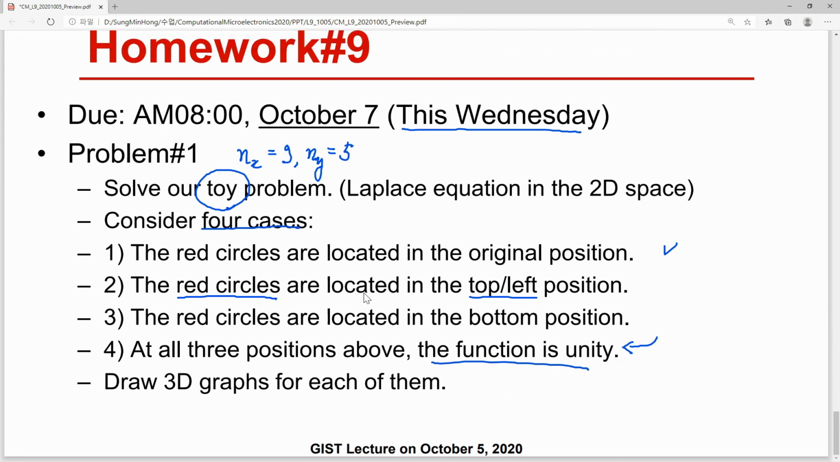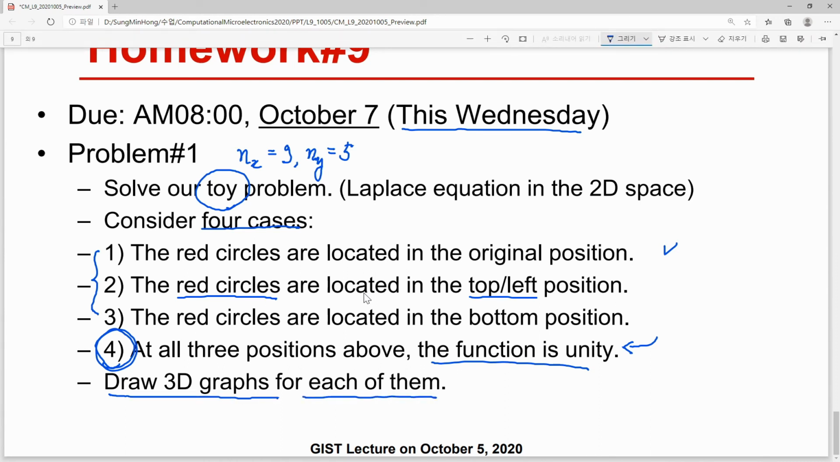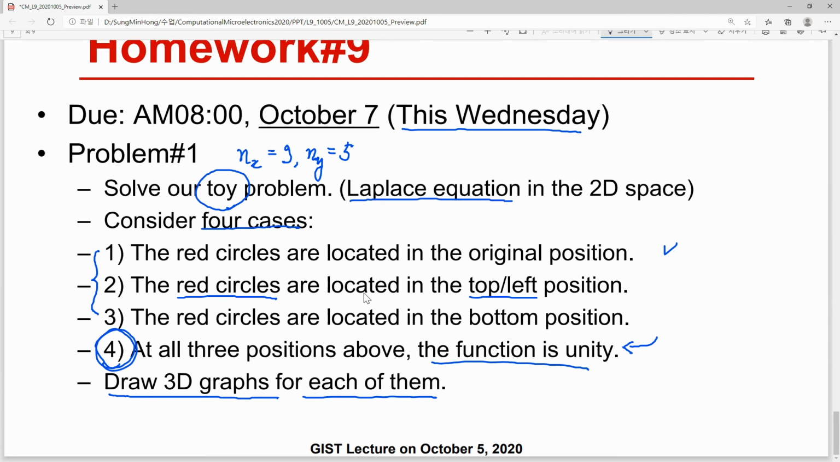So then please make a comparison between your answer for first sub-problem and 1, 2, 3, and draw 3-dimensional graphs for each of them. Please note that this is just a Laplace equation, so therefore you don't have to worry about non-linearity. So this is just a one-shot problem. You can just solve it once, Ax equal to b system once, then you will get the solution. Of course, we will move to more difficult problems in lecture 10.